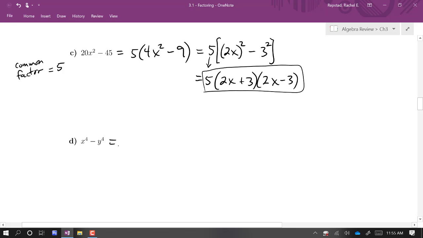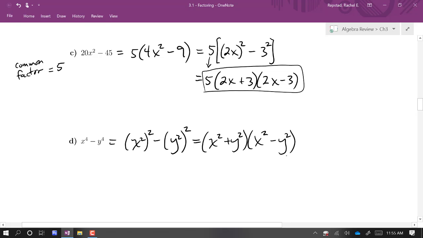Next, x to the 4th minus y to the 4th. Both of these are squares. In fact, if you have x to an even power, or any variable to an even power, it'll always be a square because of how rules of exponents work. So x to the 4th is the square of x squared. y to the 4th is the square of y squared. And so factoring this as a difference of squares looks like x squared plus y squared times x squared minus y squared.